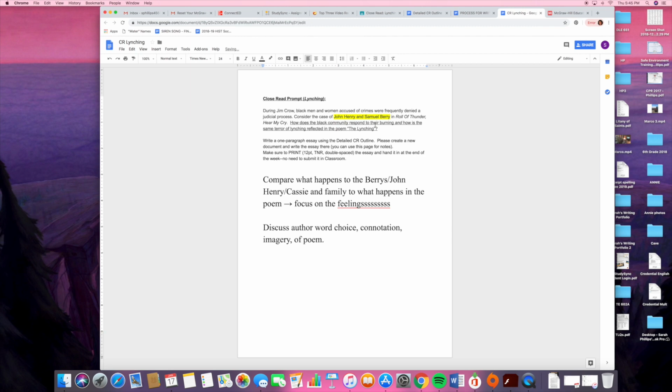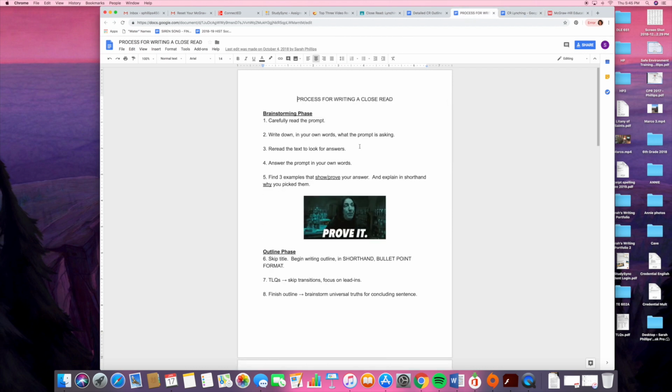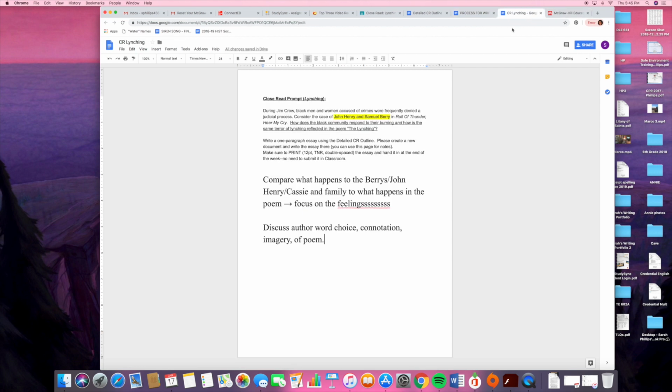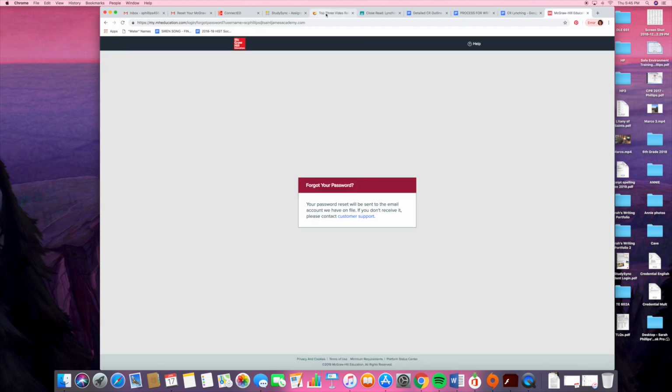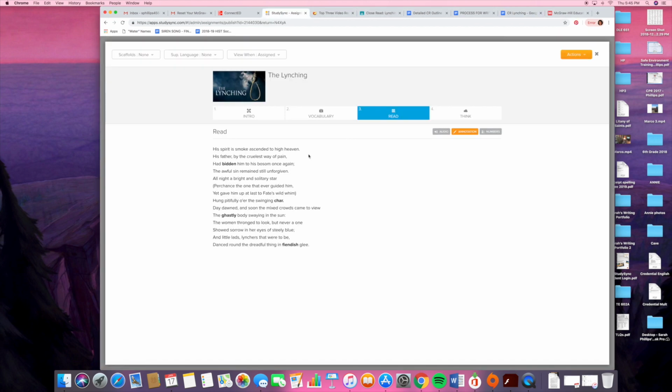There we go. Okay, next step. Reread the text to look for answers. So what the prompt is essentially asking you guys is for you to pick out different moments or images or words in this poem that relate to what happens in Roll of Thunder. A lot of intense emotions are happening during this time, and we want to pull from that.